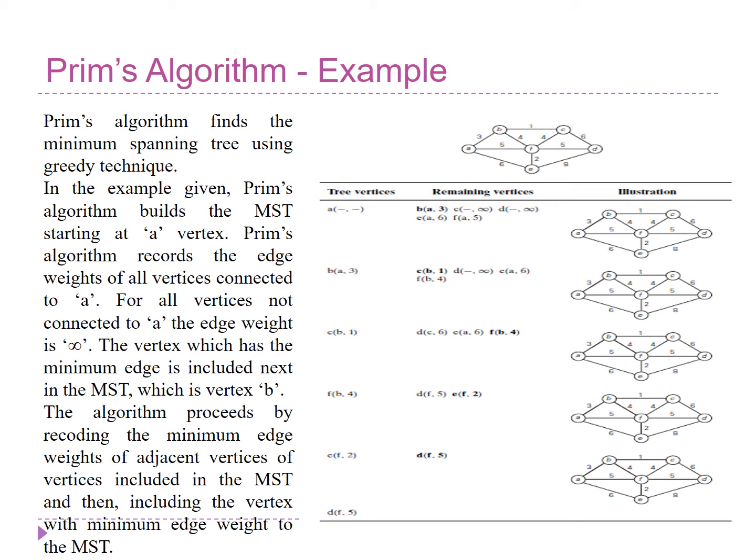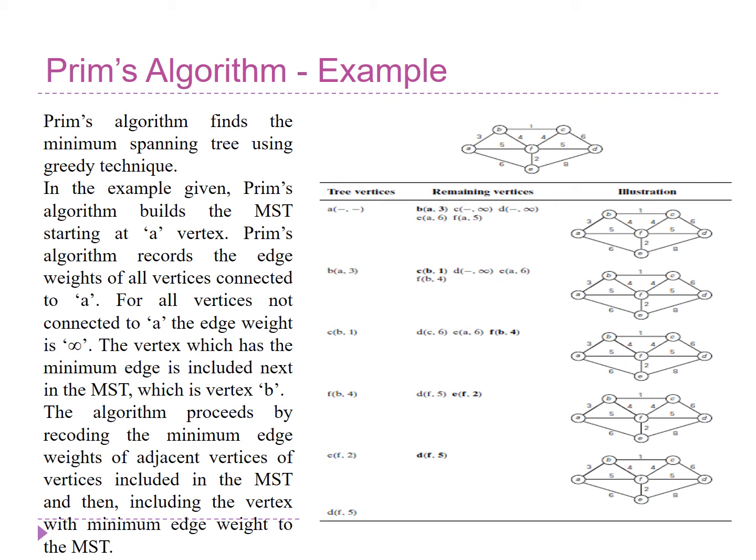Now, of all the given minimum edge weights that are recorded, C has a minimum edge weight of its connection with the vertex B. Hence, B is included in the minimum spanning tree. Now, all the edge weights of adjacent vertices are checked again.